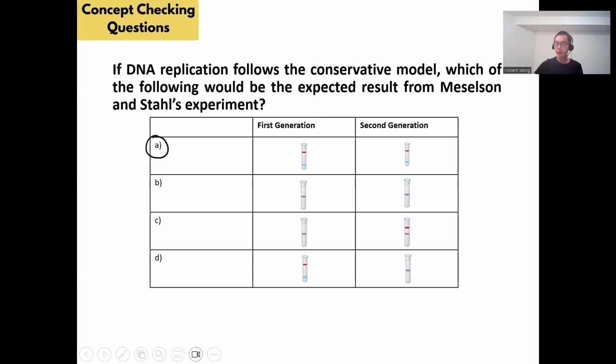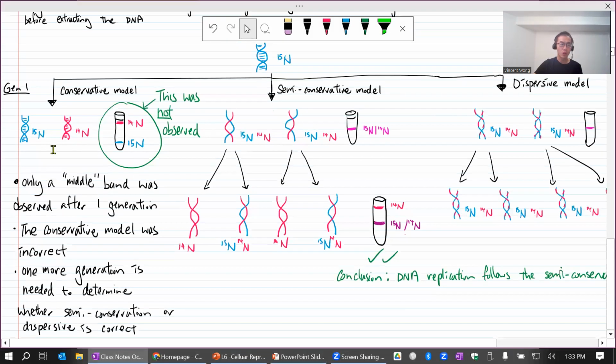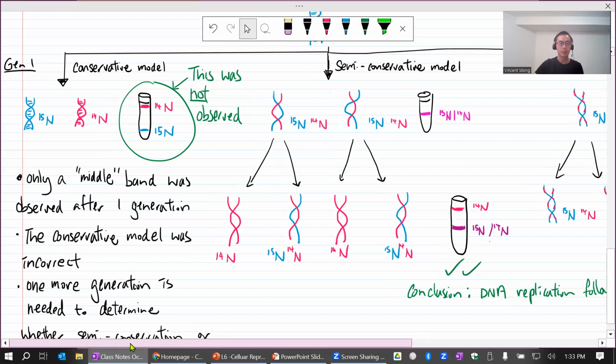Okay. So let's take a look at our drawing here. We did not draw the second generation for the conservative model because it was not correct, right? But if we were to do this, then let's see what happens. We have the nitrogen 15, and if I make 2 more copies, then I basically make a pink one. So you would have a blue and a pink, and then for the pink, you have the original pink, and then you would make another pink from it, right? So you will end up having 1 blue and then 3 pink.